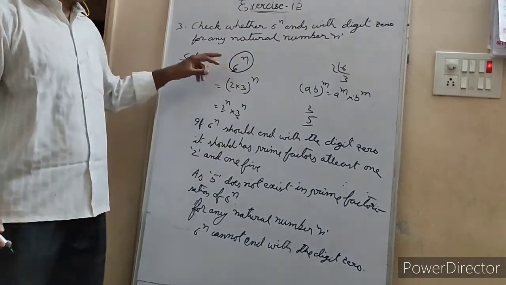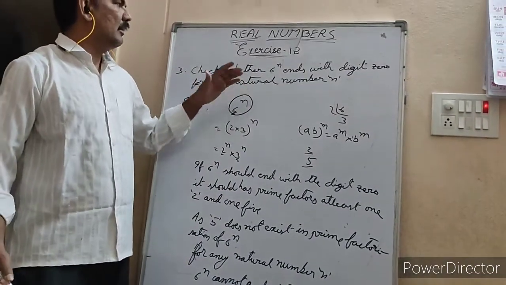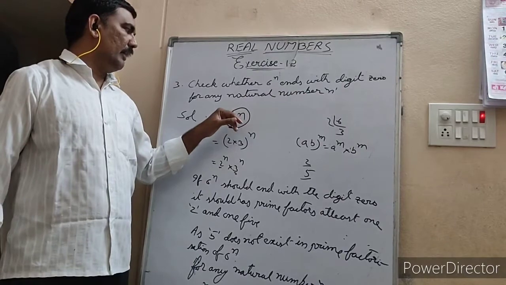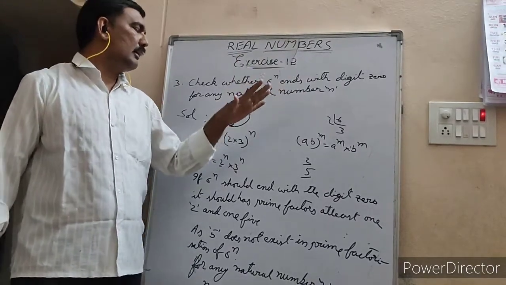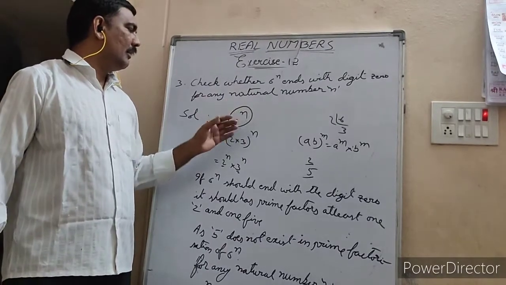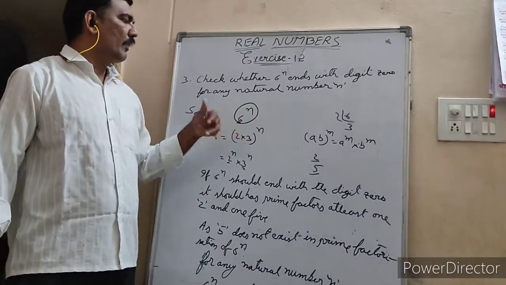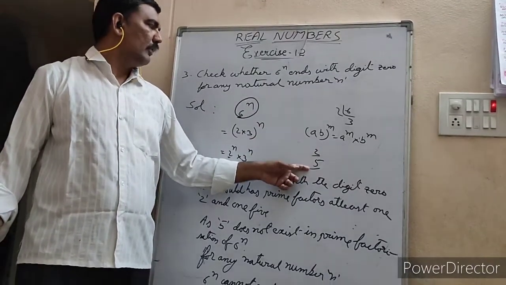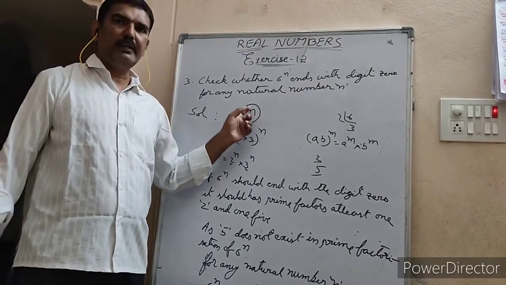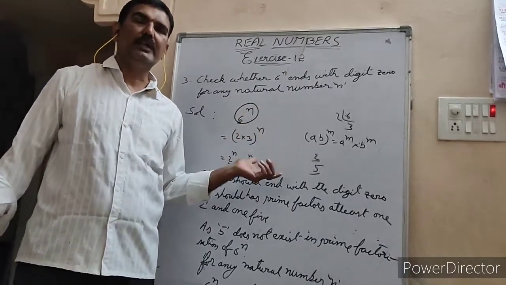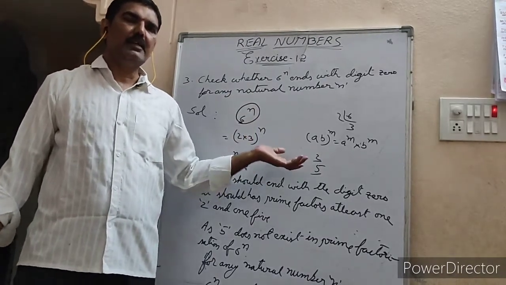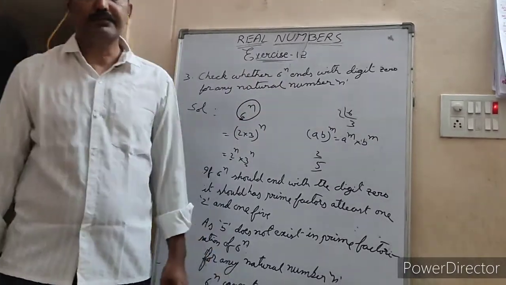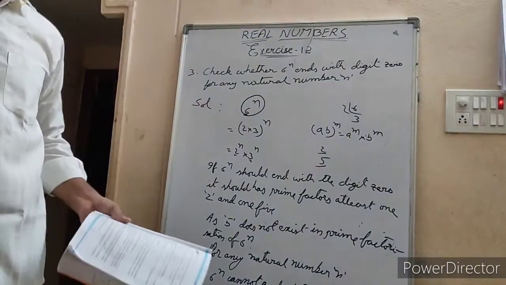Once again I will say briefly, he has given here 6 power n, will it end with the digit 0 for any natural number n, he is asking? Means in place of n, I have to keep 1, 2, 3, etc. First we should know that any number, to end with the digit 0, should have prime factors 2 and 5. So you did prime factorization for 6 power n. 6 power n prime factors will have only 2 and 3. In this 5 does not exist. Therefore 6 power n for any natural number n does not end with the digit 0. We will go for the next problem.